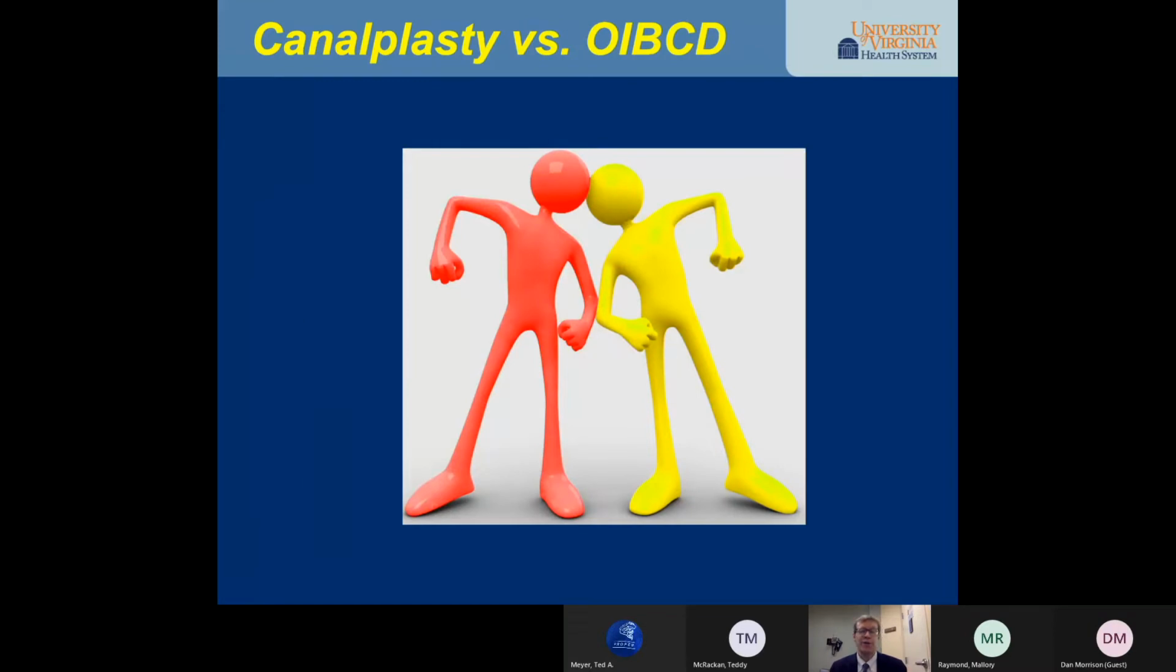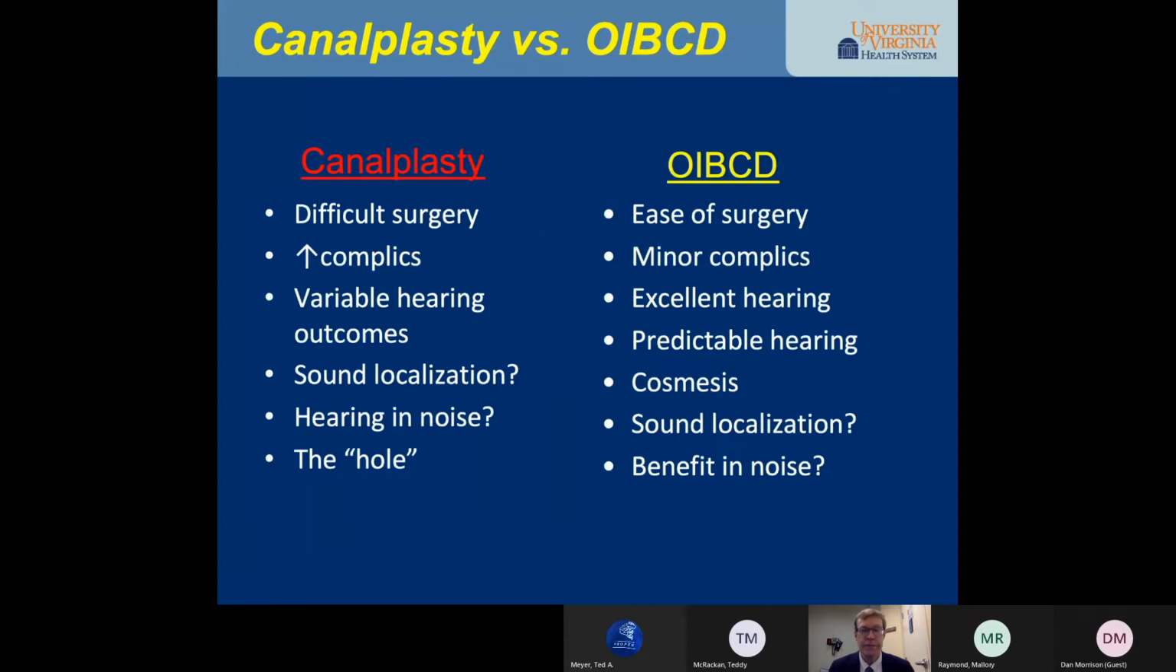All right, so what about canal surgery versus the osseointegrated bone conduction devices? I'll be the first to tell you that bone conduction hearing devices blow canalplasty out of the water when it comes to hearing outcomes. Canalplasty is hard, higher rate of complications, variable hearing outcomes. Do they locate sound in space? Some preliminary data that we've done shows that they do early in the post-op period, but not as well as two normal hearing ears. With bone conduction hearing, the hearing is excellent. The hearing is predictable. Some cosmetic issues, they don't get sound localization, maybe a little bit of benefit in noise.